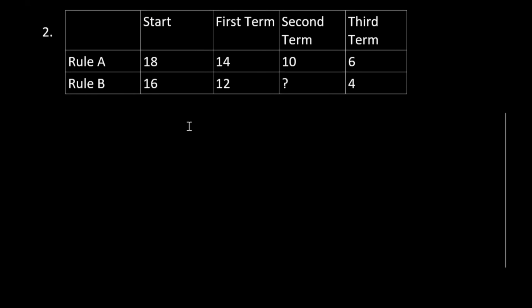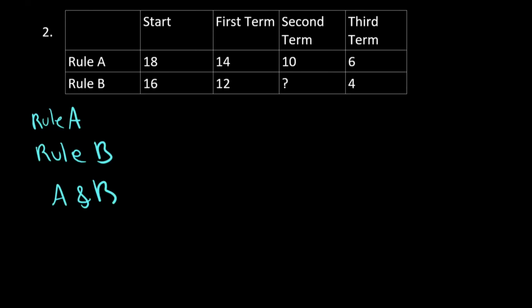Let's scroll it up. Okay, so let's do the same thing again. Write down all the things that we need to find, or what our questions are. So let's write rule A, rule B, and then A and B. So we'd also need to find second term A, second term B. I'm just going to write second B. Now let's figure it out.